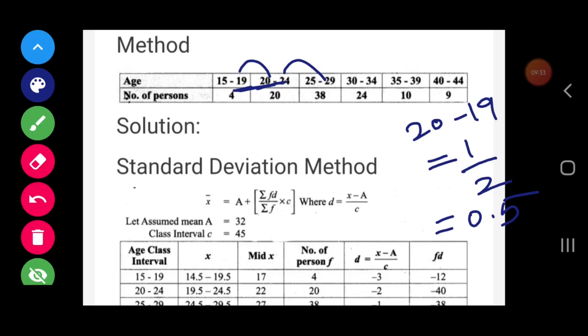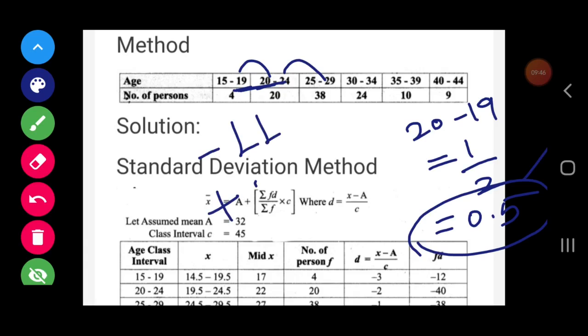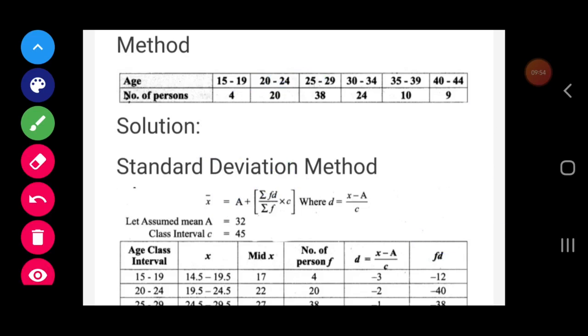Now we have to subtract this adjusted factor from every lower limit, and to the upper limit we have to add the adjusted factor. Then it will become a continuous limit. Okay, let us do that work first.